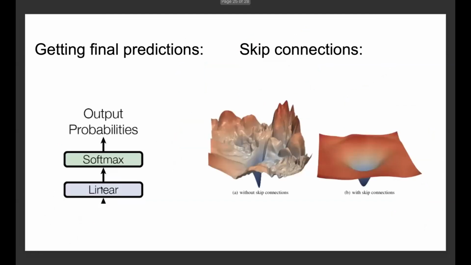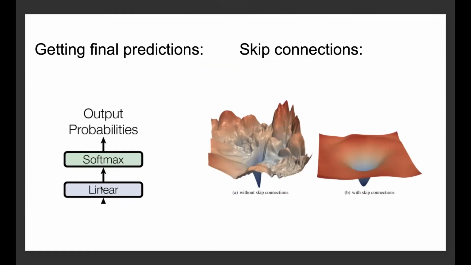So that is just one. And for the final predictions, depending on the task that we want, we basically add another fully connected layer and output the probabilities, getting a distribution across the vocabulary. And also another detail is the skip connections.